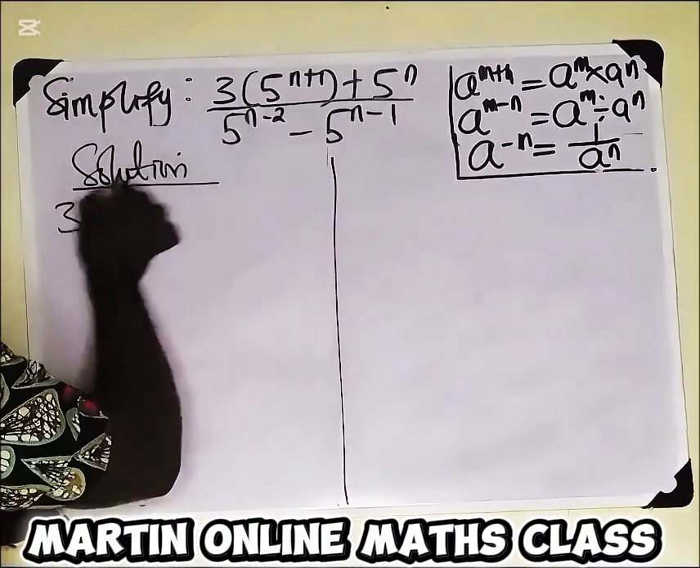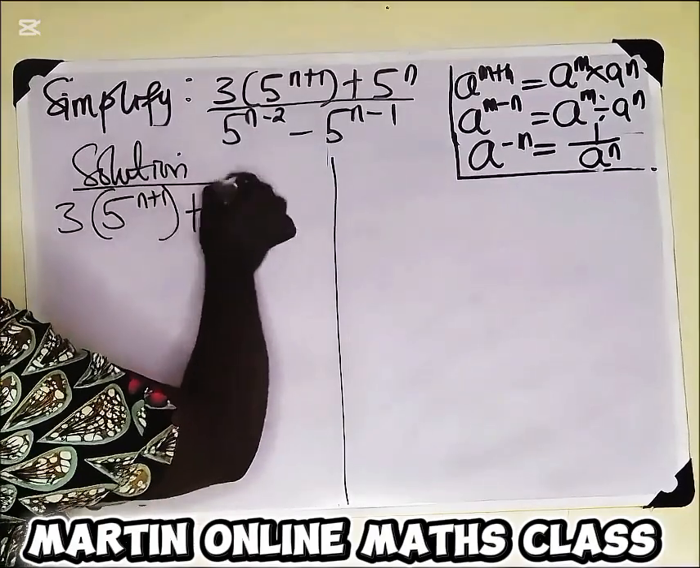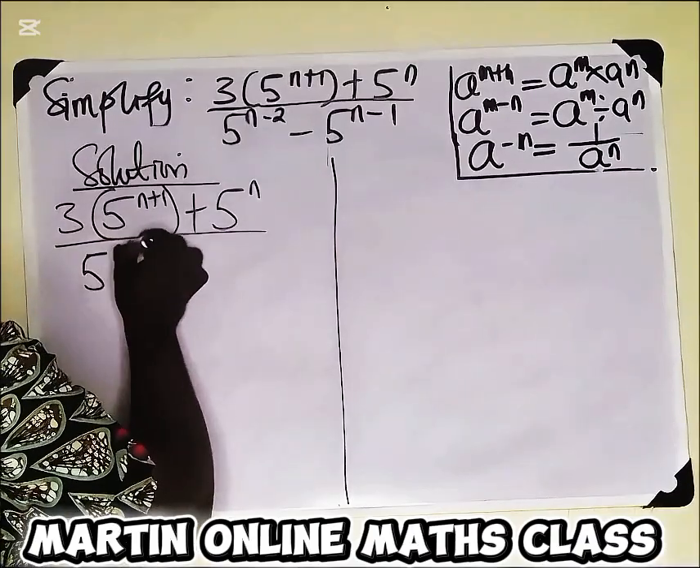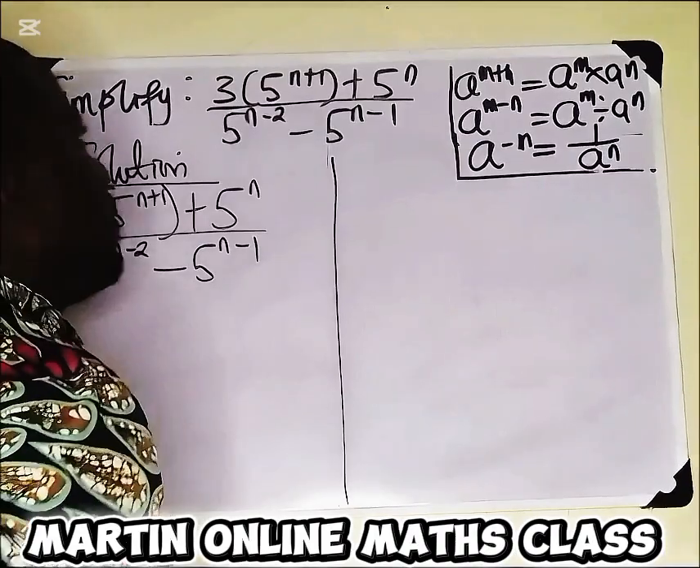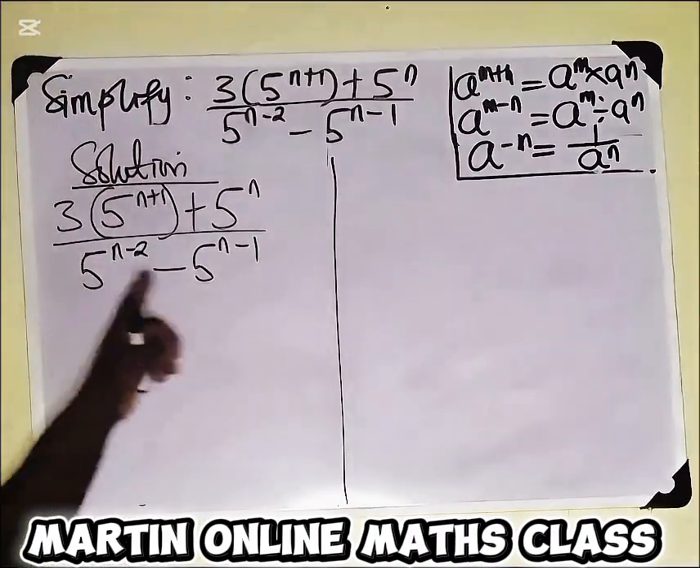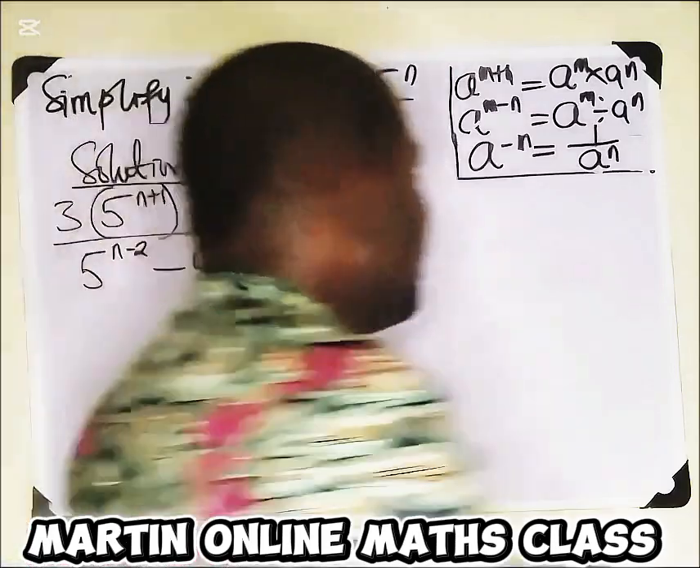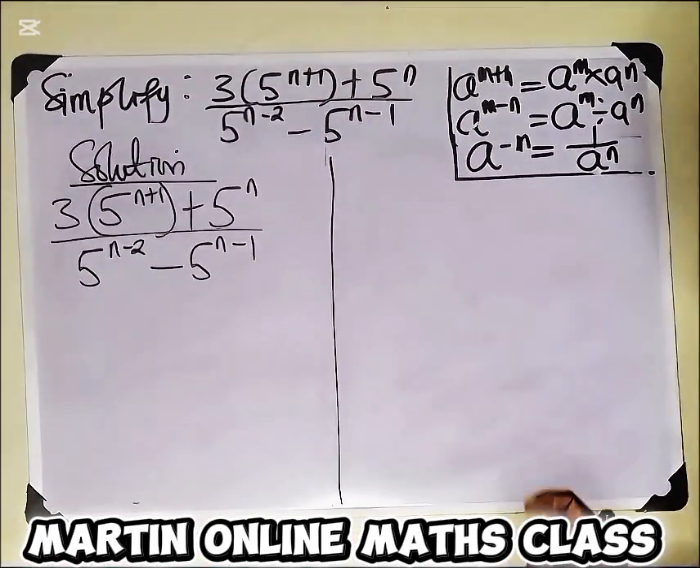We are given 3(5^(n+1) + 5^n) over 5^(n-2) - 5^(n-1). Before we can solve this problem, let's quickly review these laws of indices, because these laws will play a very crucial role in solving this question.